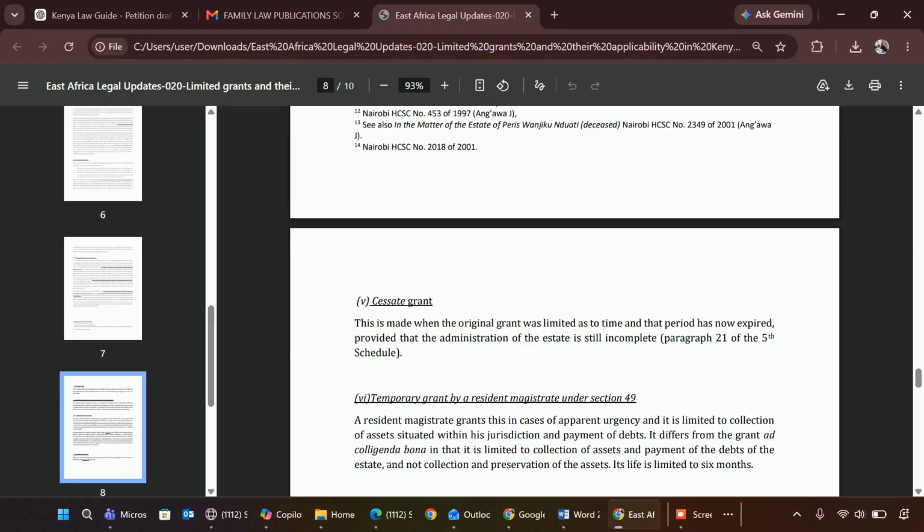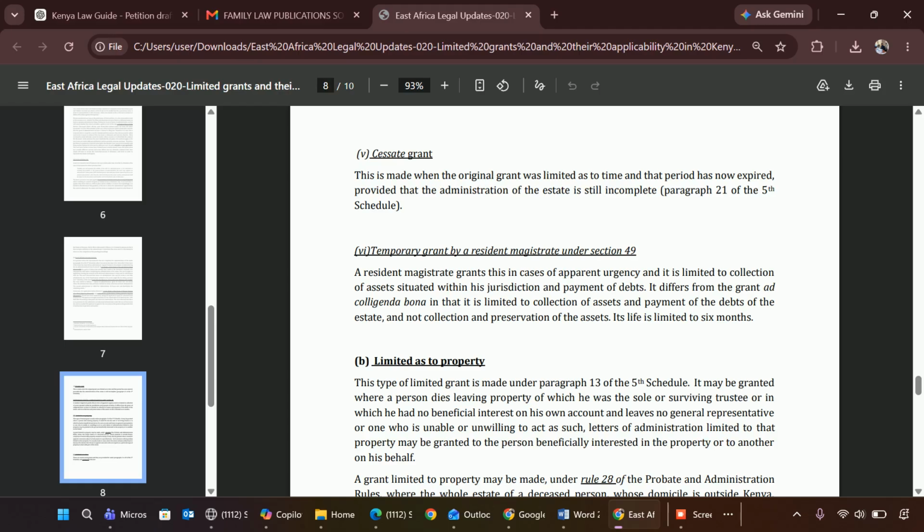Grant cessante. This is made when the original grant was limited as to time and that period has now expired, provided that the administration of the estate is still incomplete. So this is where you now want to extend time because it was limited as to time. So you move court according to paragraph 91 of the 5th Schedule.